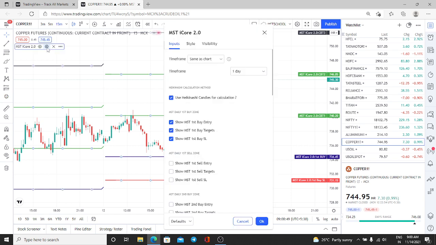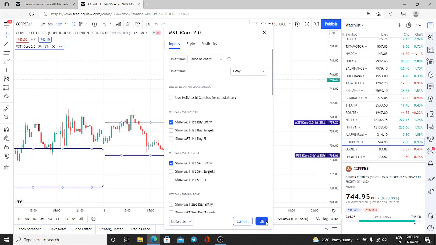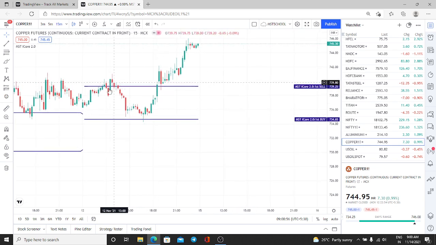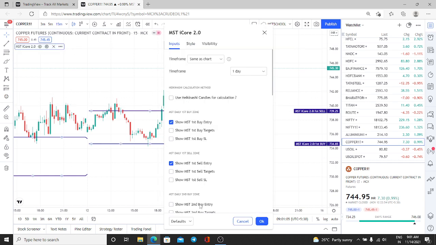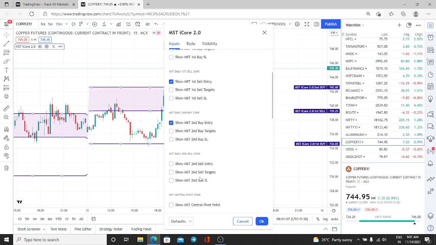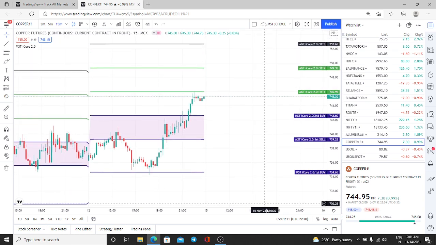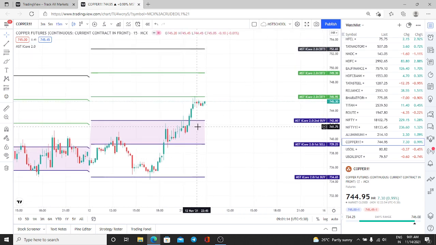Suppose the SL is hit, then what do we have to do? Consider that at this place I have taken the sell entry and the market has not come down and has gone up. Now what you have to do? I have to take a second buy and enable the second buy targets. See the perfection. Yesterday we got the entry and targets perfectly.